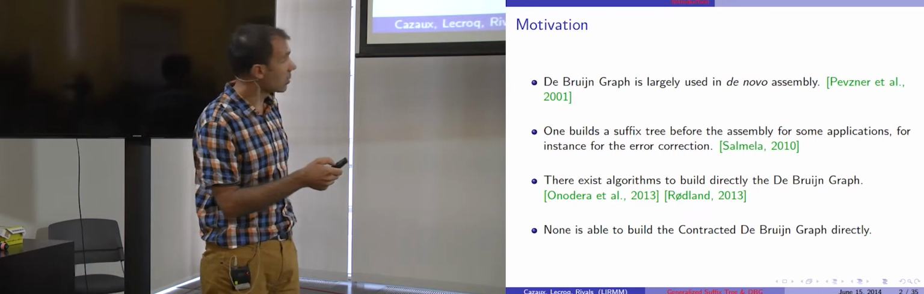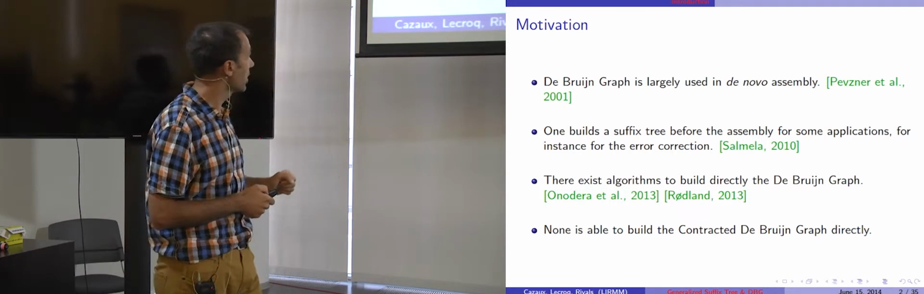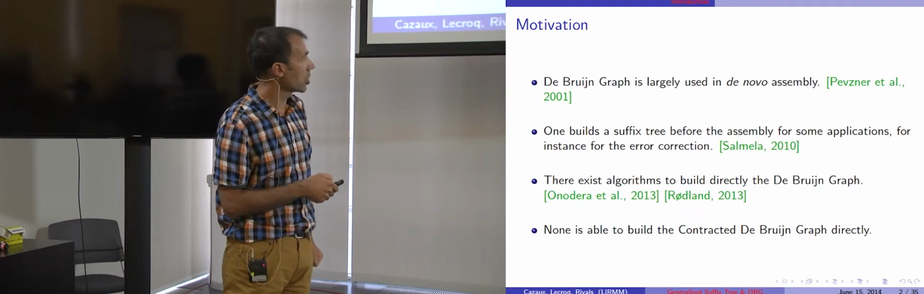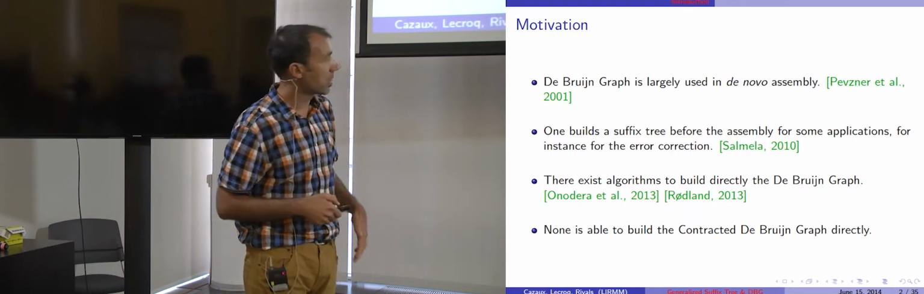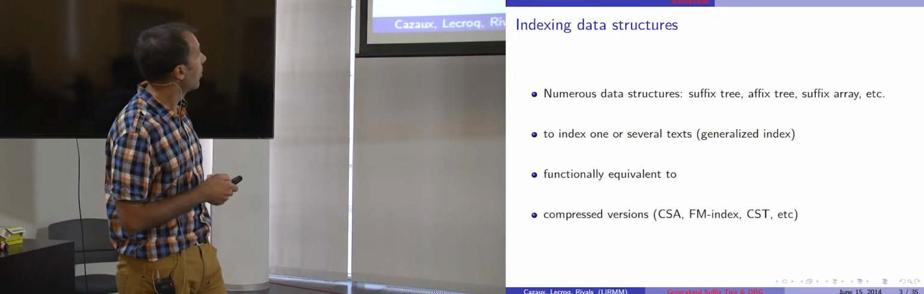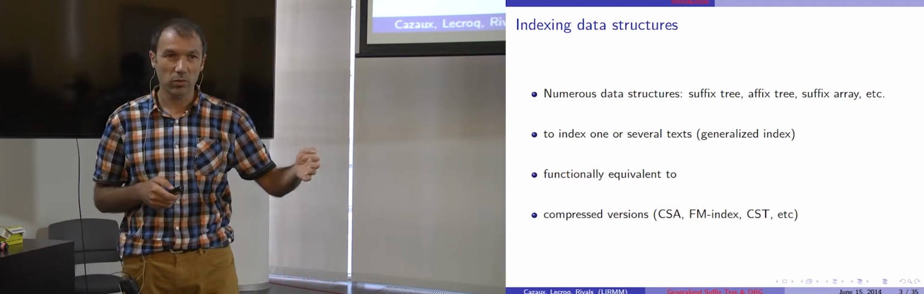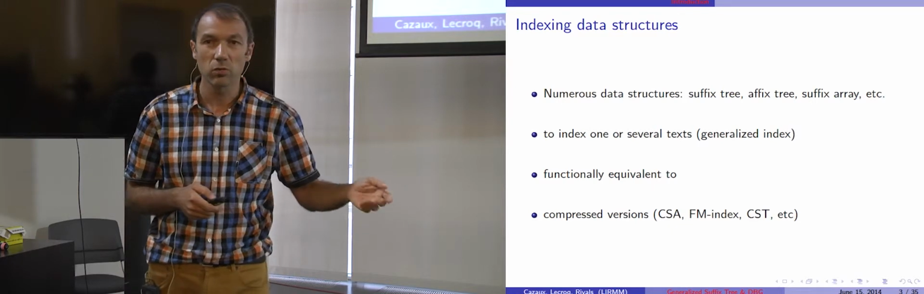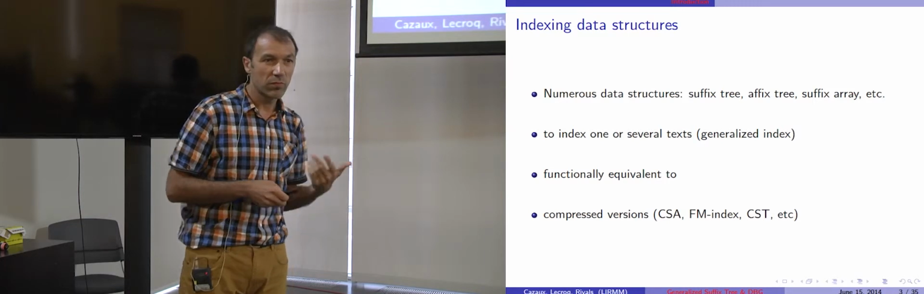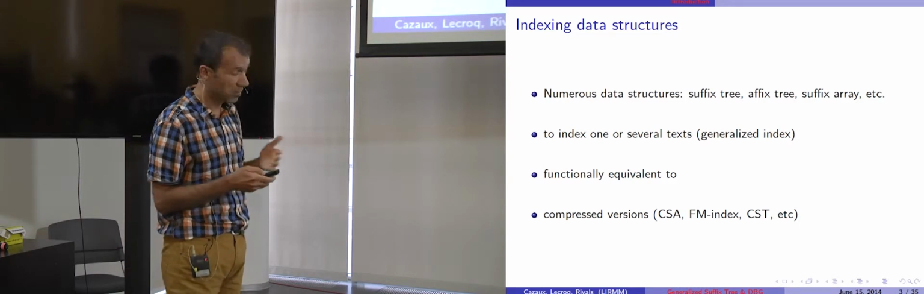There exist algorithms to build the de Bruijn graph directly from the raw data, but there is a contracted form of the de Bruijn graph for which there is no direct algorithm to date. And our purpose was to use the fact that some indexing data structure was already built for those data, and that we could construct the de Bruijn graph from the indexing data structure. So this would give another algorithm to build the de Bruijn graph, in contracted form or not.